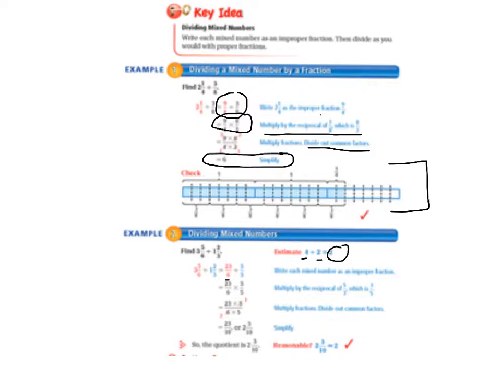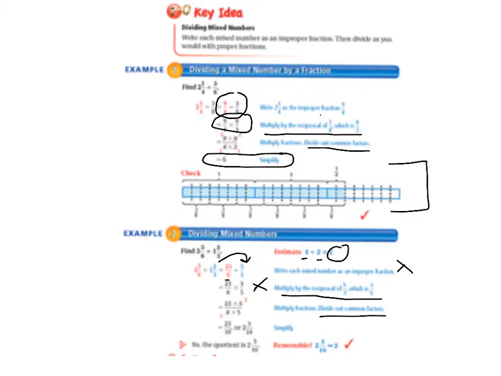So our improper fraction is 23/6, and 1 2/3 transfers over to become 5/3, because 3 times 1 is 3, plus 2 is 5. So we wrote our mixed numbers as improper fractions. And then we're going to multiply by the reciprocal of 5/3, which is 3/5. So that's our second step. And when we multiply, we divide out the common factors, so we look for those. 3 goes into 6 2 times, so our 3 becomes a 1, our 6 becomes a 2.